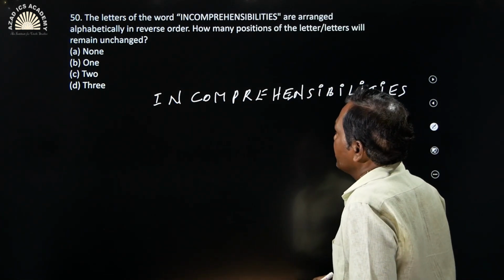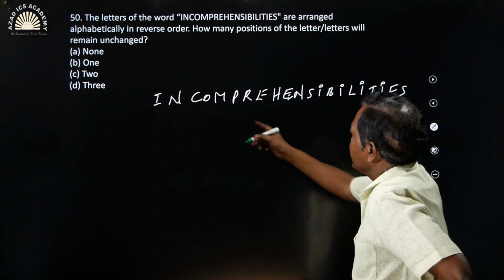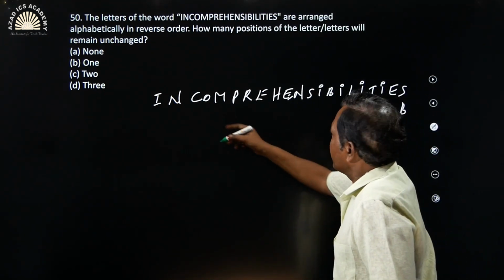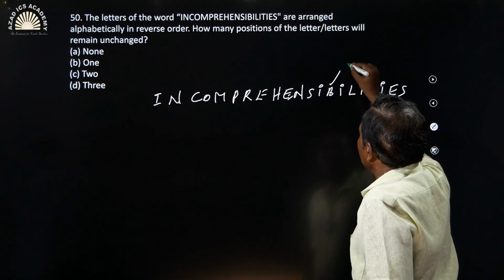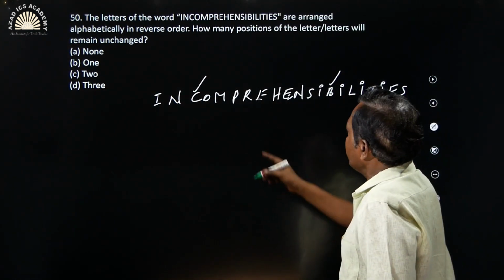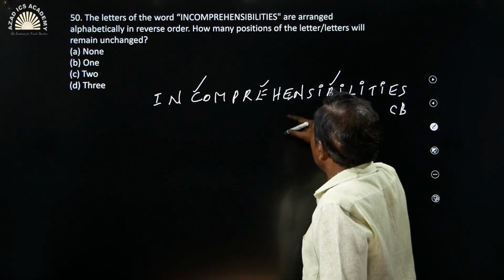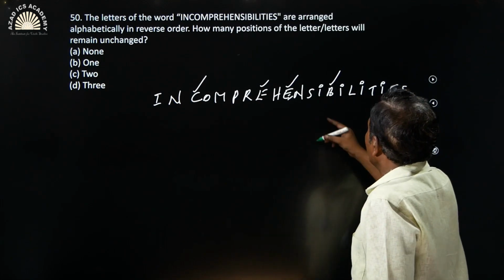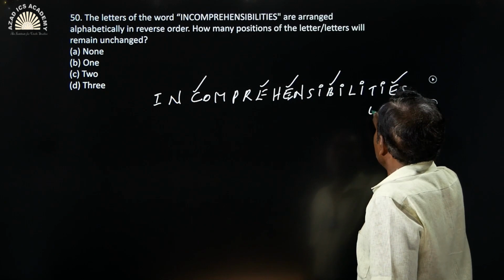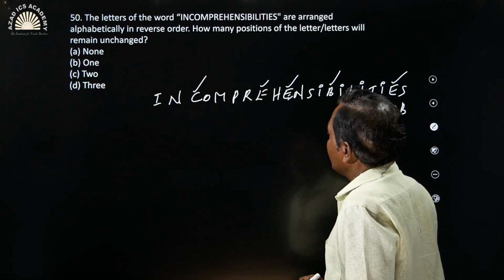Incomprehensibilities. Right. Writing in reverse order. A cannot be seen in the word, so don't write it. Let us see the B. B is here. C is already taken. D cannot be seen. E, yes. One E here, two, and three. There are three E's. E, E, E. F, no.